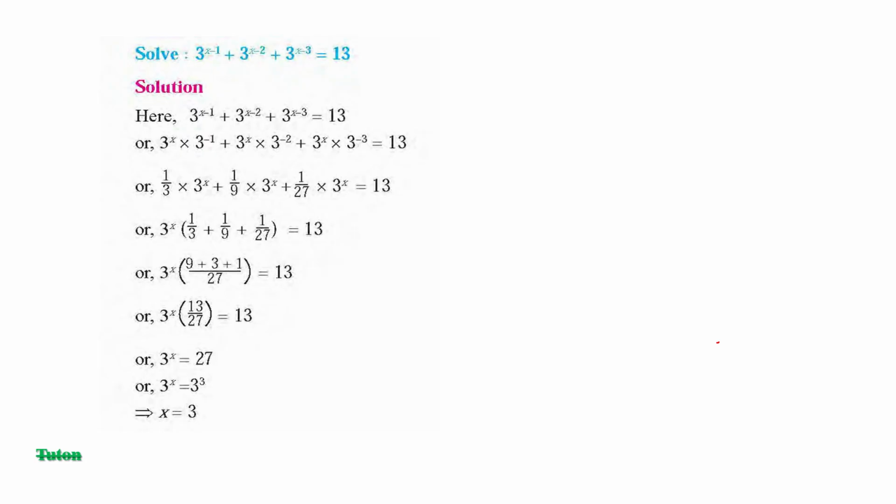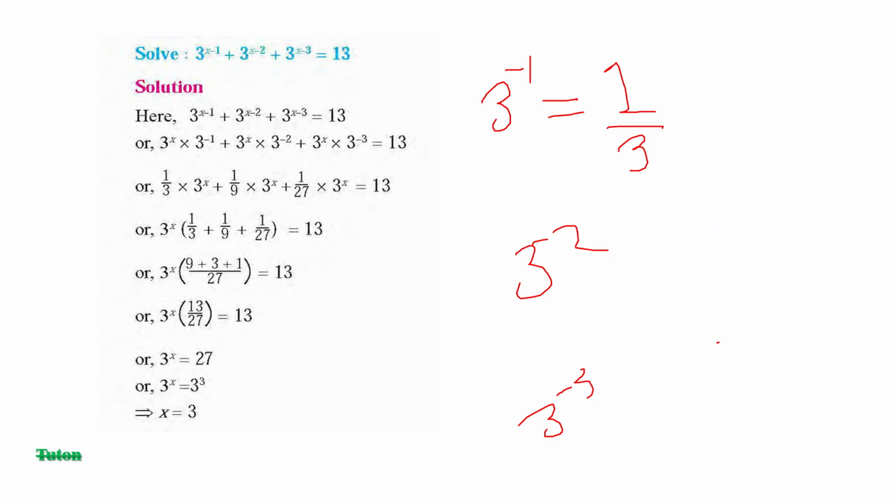Now let us understand the basic steps. Here we have 3 to the power minus 1, 3 to the power minus 2 and 3 to the power minus 3. We are left with these three terms as well. Let us understand this. 3 to the power minus 1 can be written as 1 by 3 to the power 1, and 3 to the power minus 2 can be written as 1 by 3 to the power 2, and 1 by 3 to the power 3.